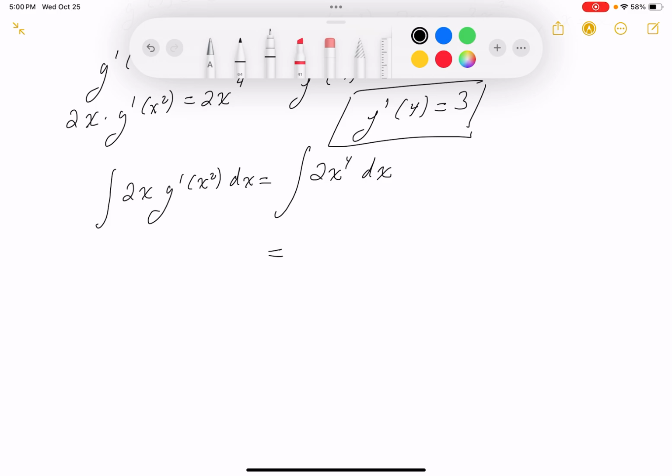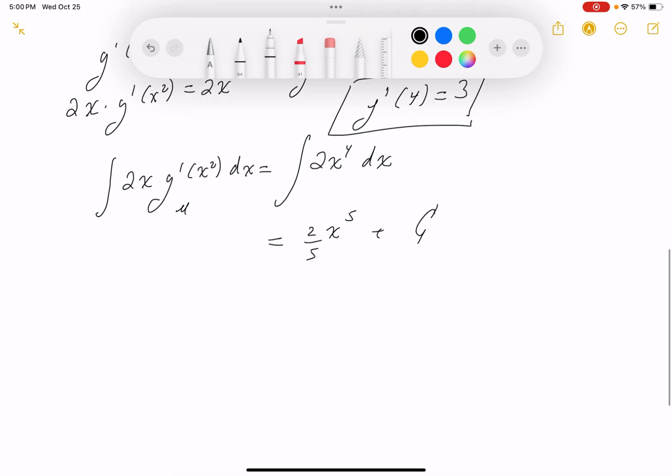So what do you get over here? On the right side, it's fairly easy to do. What are you going to get? You get x to the fifth, and then you divide by 5. There's a 2 there, so 2/5. And I can say there will be some constant. By the way, it's on both sides, but I'm just going to put it on one side now. And what I want to do is u substitution over here. u equals x squared. That means du would be equal to 2x dx.